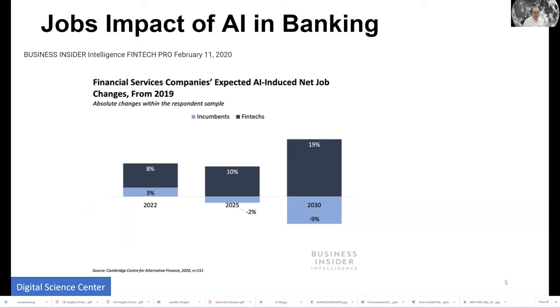Here is perhaps another interesting chart about jobs, which I already discussed. Namely, here we look at real banks, the banks as you know them, which are the light blue, and the very dark blue are fintechs, which are the smaller startups. And you can see that with AI, they expect to increase the employment of fintechs by 19% by 2030. This was from 2020, whereas the traditional banks will go down in employment by 9%.